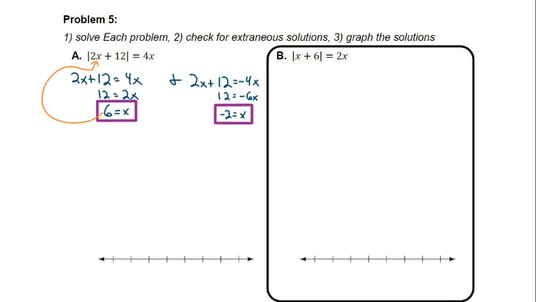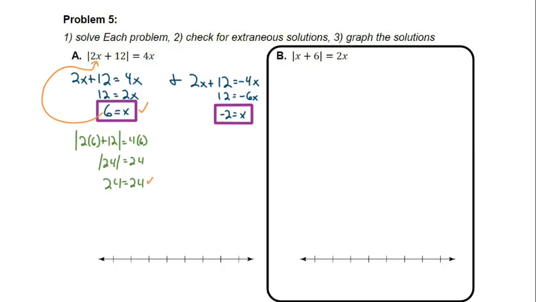So here we go. Here's my check. The absolute value of 2 times 6 plus 12 equals 4 times 6. Well, 4 times 6 is 24. 2 times 6 is 12, plus 12 is 24, so that's the absolute value of 24 equals 24. In this case, that is right. 24 equals 24. Excellent. So, check mark. That one works.